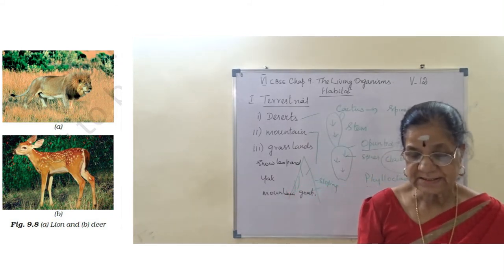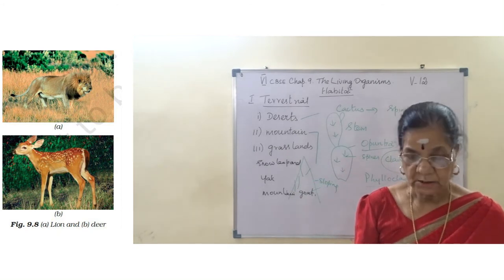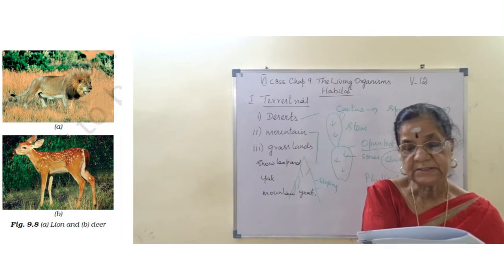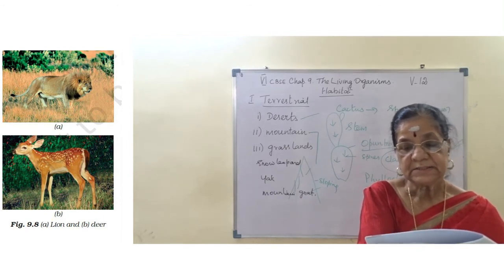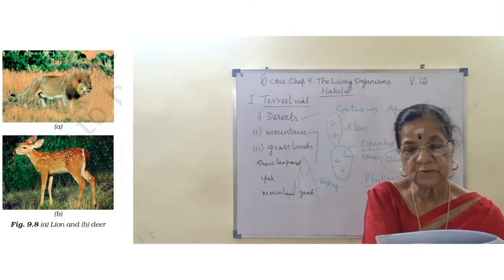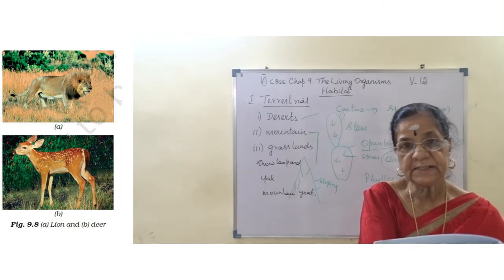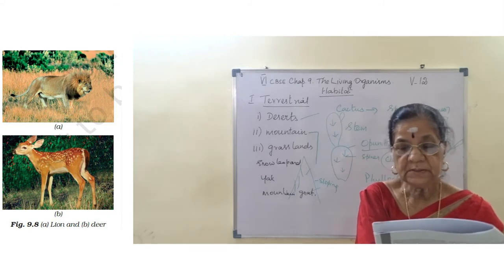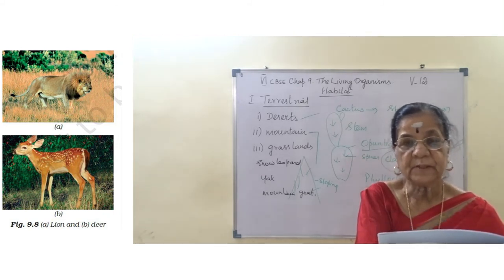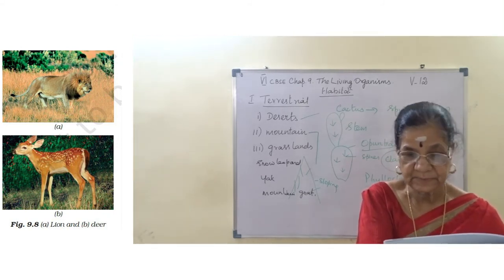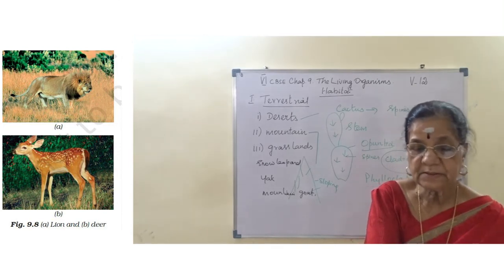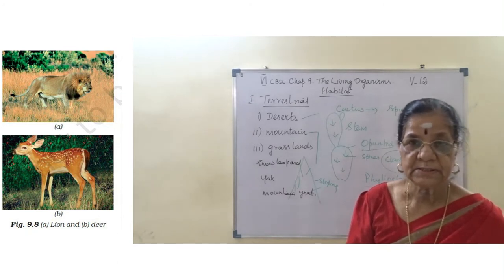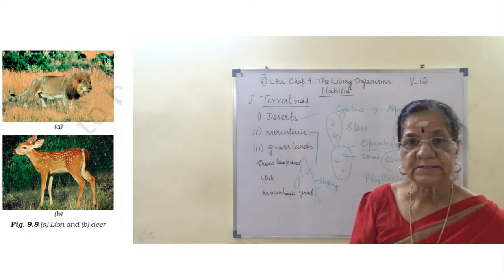Then the eyes on the side of its head allow it to look in all directions for danger. The speed of the deer helps them to run away from the predators. I repeat, the speed of the deer helps them to run away from the predators. I hope you are following this.